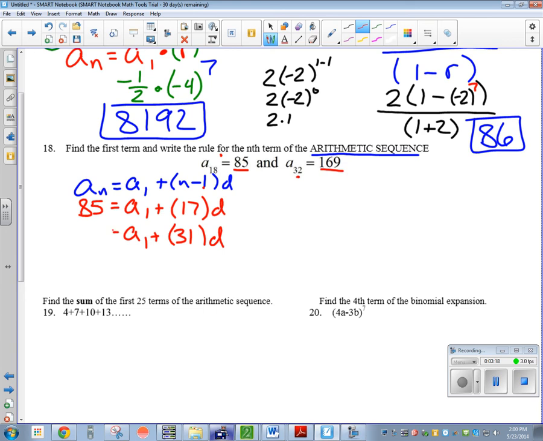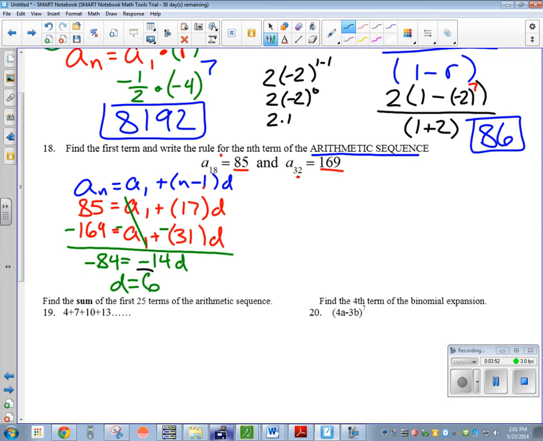I have two variables. I'm going to change the sign. 85 minus 169. 85 minus 169 gets me negative 84. My a sub 1s cancel, and it's 17 minus 31 gets me negative 14d. I take negative 84 divided by negative 14. I get d.